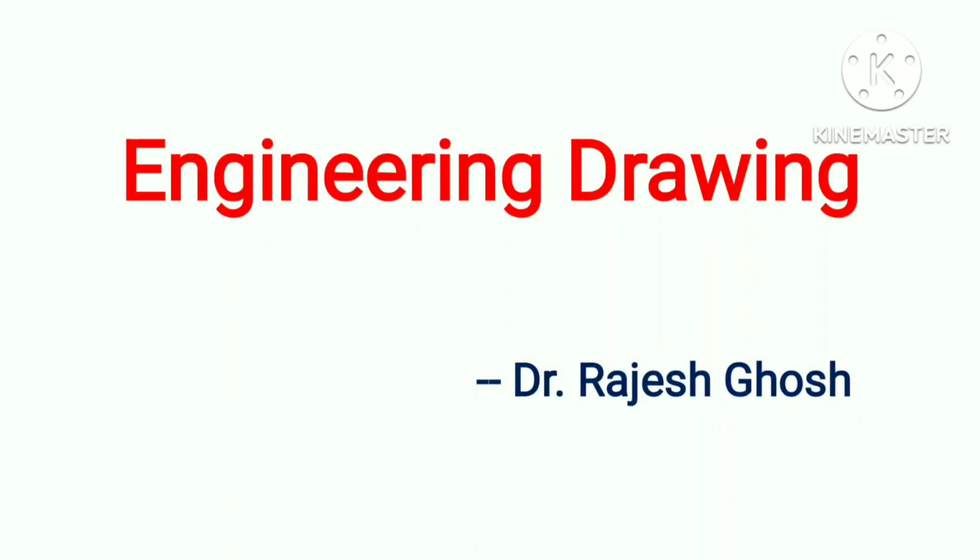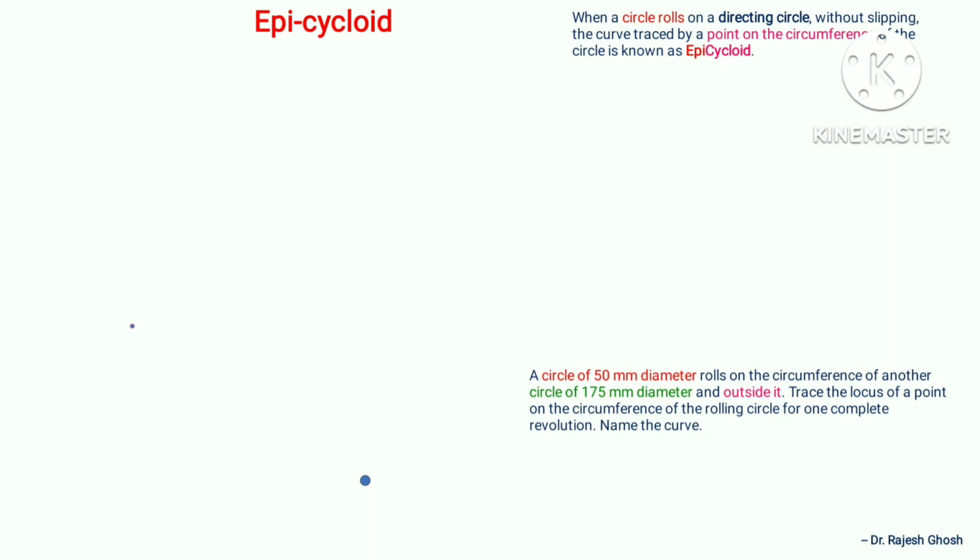In this video, let's check how to draw an epicycloid. The question would be: a circle of 50 mm diameter rolls on the circumference of another circle of 175 mm diameter and outside it. Trace the locus of a point on the circumference of the rolling circle for one complete revolution and name the curve.